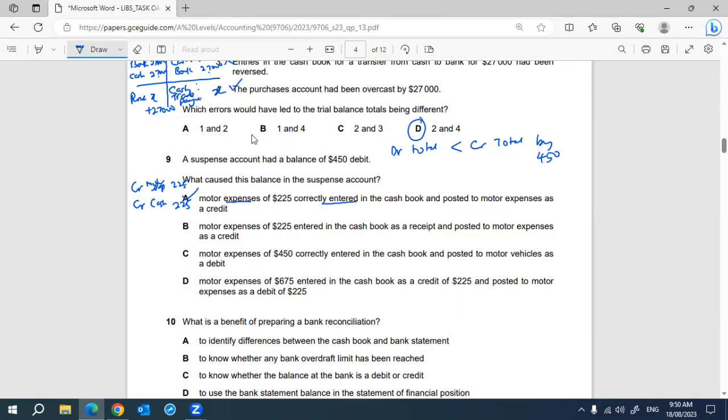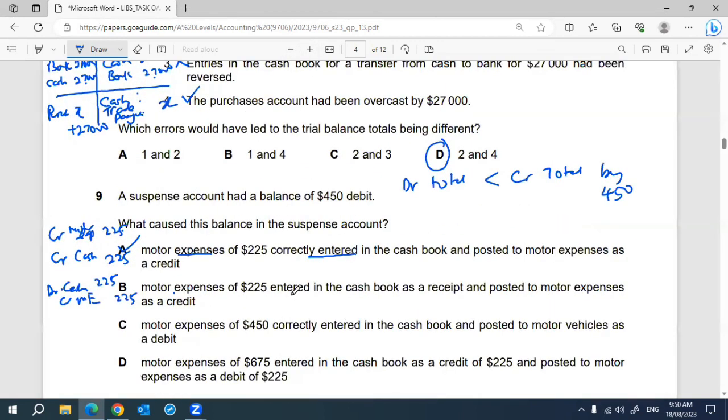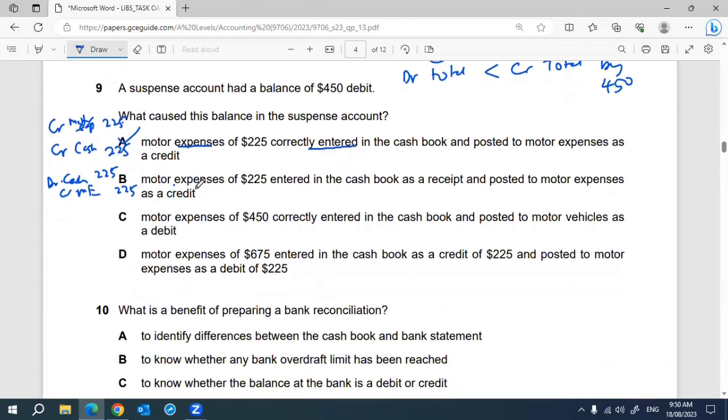Motor expenses of 225 entered in the cash book as a receipt and posted to the motor expenses as a credit. So this means that instead of debiting motor expenses and crediting cash, we did the opposite. We debited cash and credited motor expenses. Okay. So your trial balance can still balance as a result of this. So this is not what we're looking for.